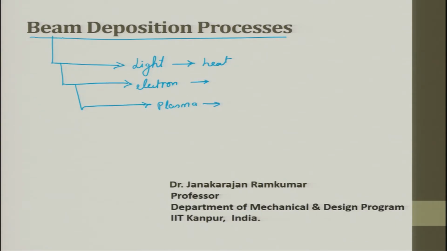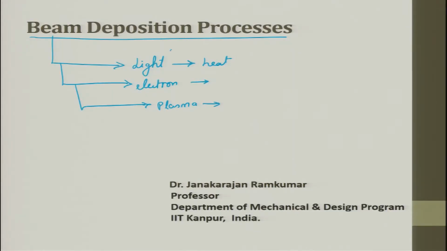This beam is allowed to help in depositing on the surface, through which we try to make a prototype or a rapid manufacturing part. The beam can be light; if you want, I can change it and put it as photon. You can use photon as a source, you can use electron as a source, you can use plasma as a source. Why not use ion? Ion also can be used.